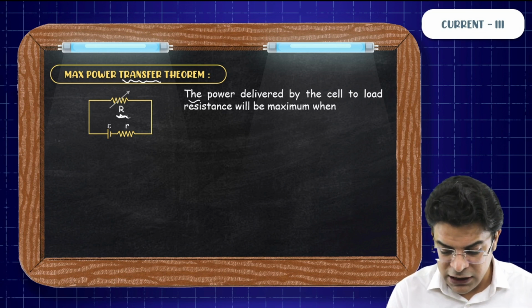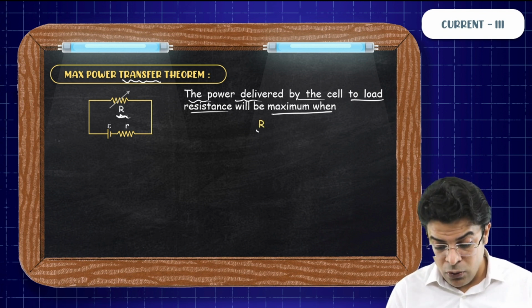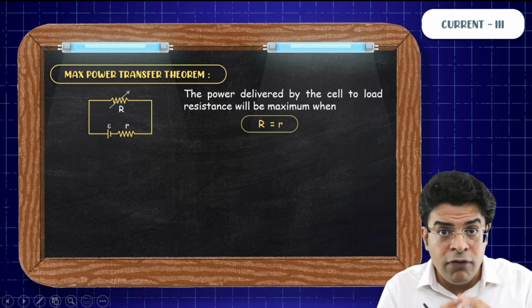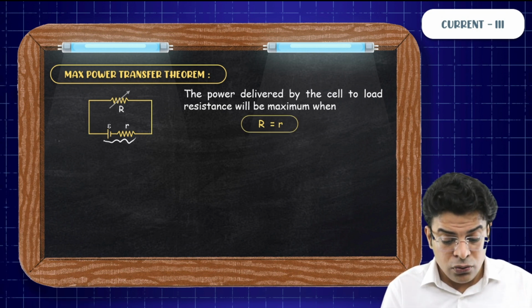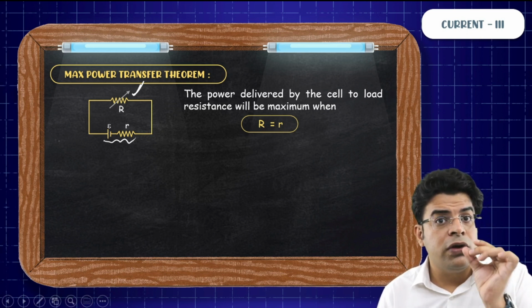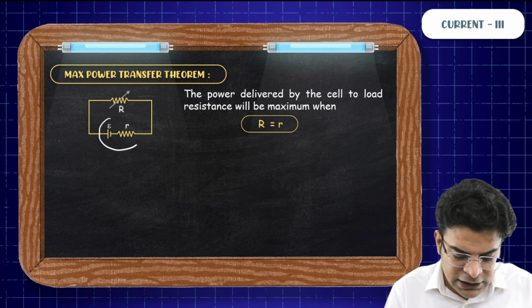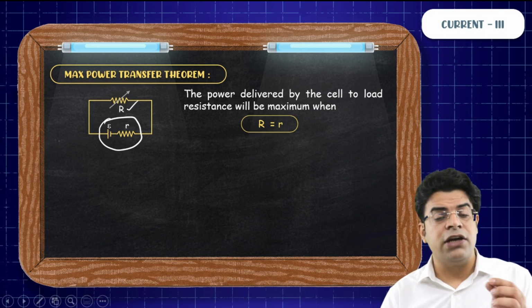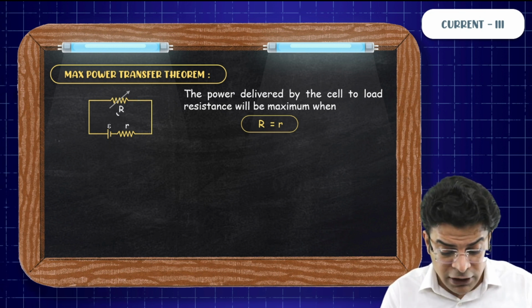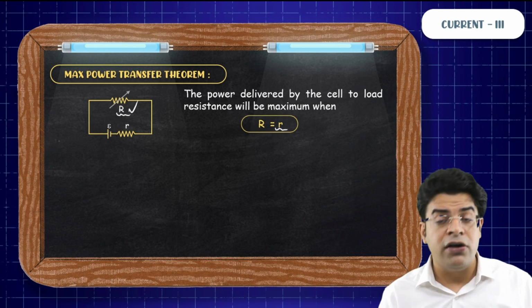So the theorem says that the power delivered by the cell to the load resistance will be maximum when the load resistance is equal to the internal resistance of the cell. Once more, the power delivered by the cell to the load resistance will be maximum when the load resistance is equal to the internal resistance of the cell. I am nowhere saying that the power delivered by the cell will be maximum. Nobody ever said that. What I am saying here is the power dissipated by the load resistance will be maximum when the load resistance equals the internal resistance of the cell.